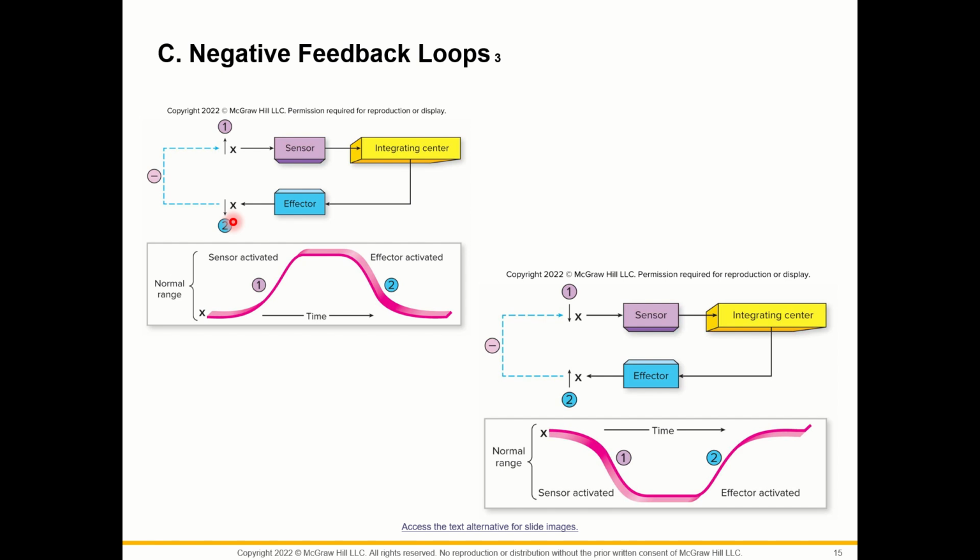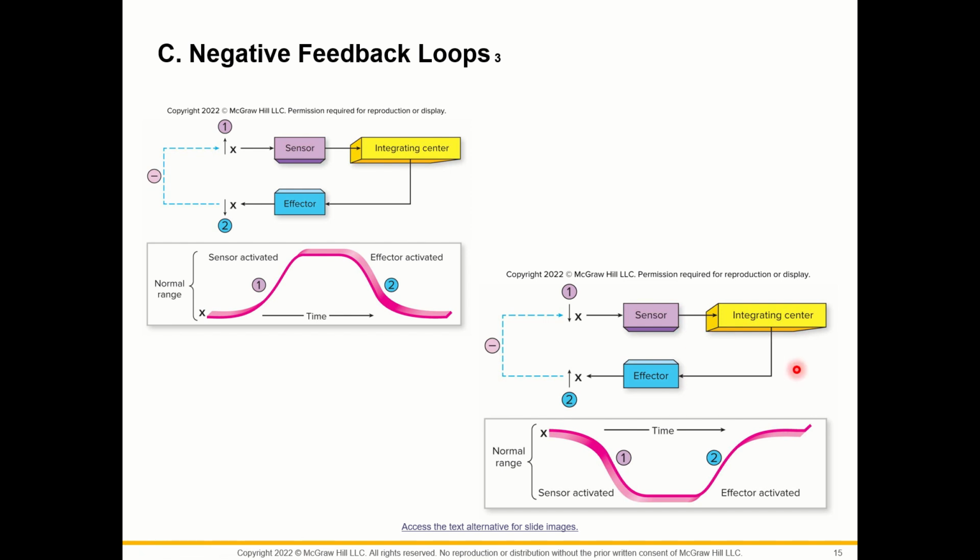The initial deviation is thus reversed, completing a negative feedback loop, shown by the dashed arrow and the negative sign. That's our negative feedback loop. The numbers indicate the sequence of changes.